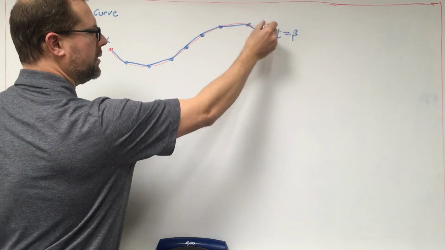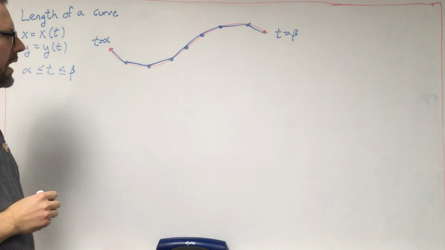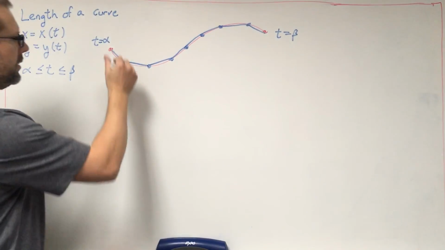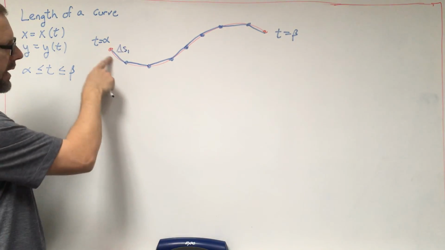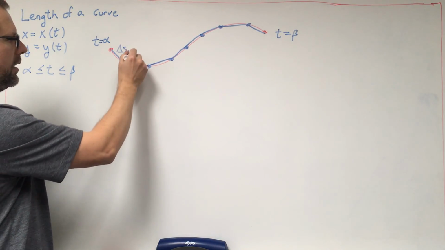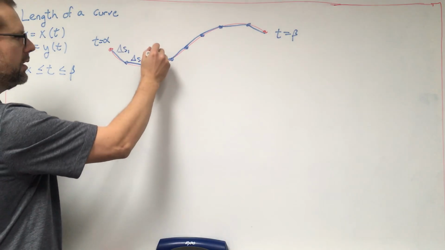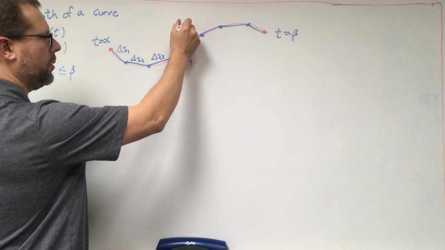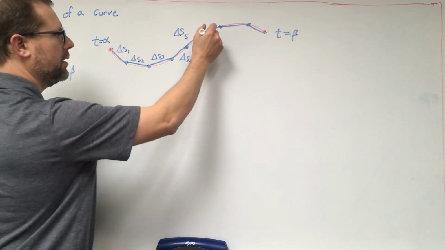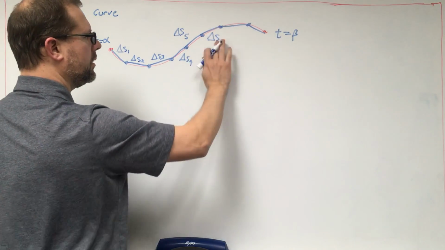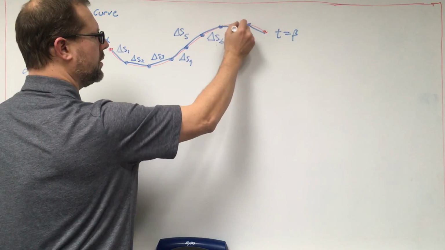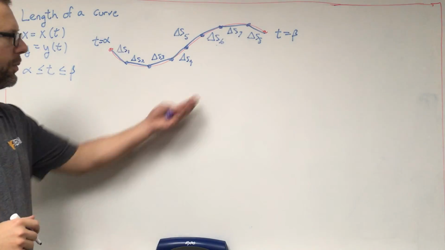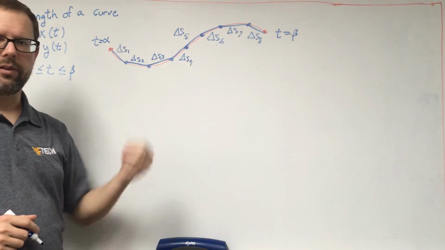These are all straight segments. And I'm going to label the lengths of these segments as follows. So that length is going to be delta S1. Now I have delta S2, delta S3, 4, and so on. And so in this particular drawing, I've got delta S1 to delta S8.